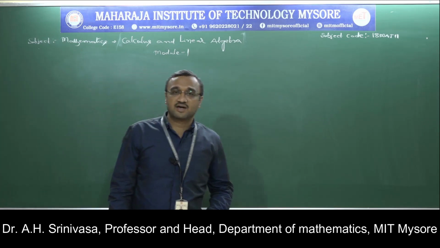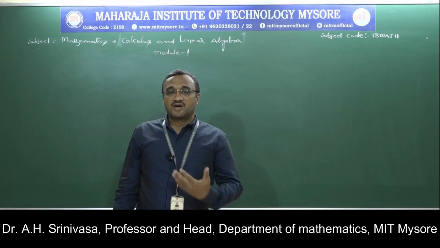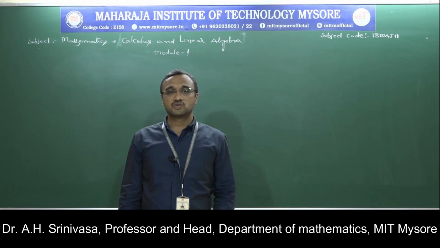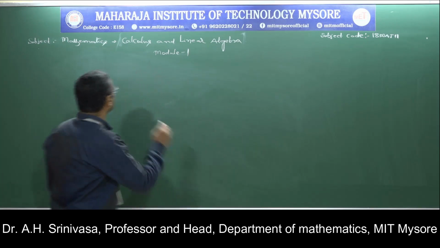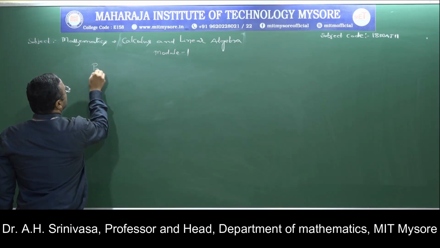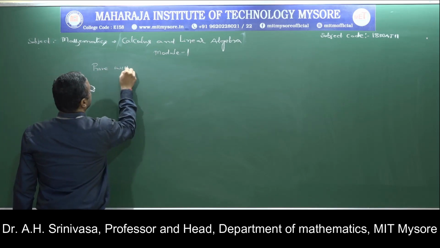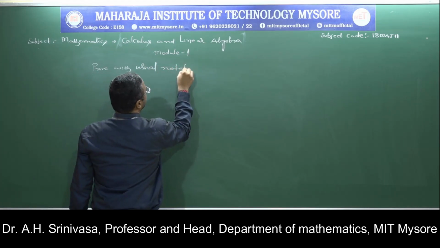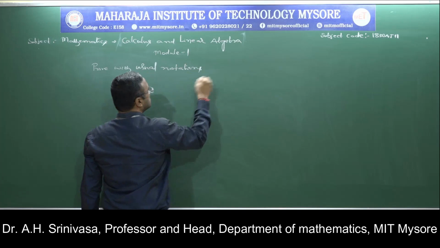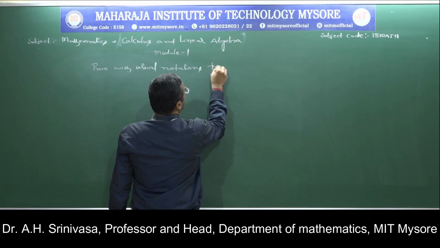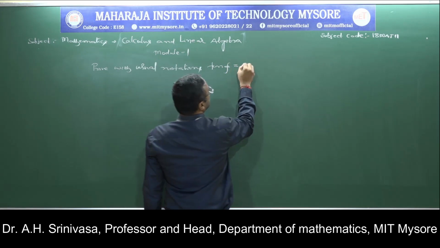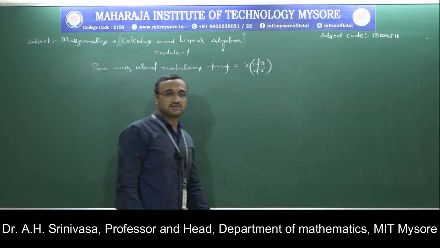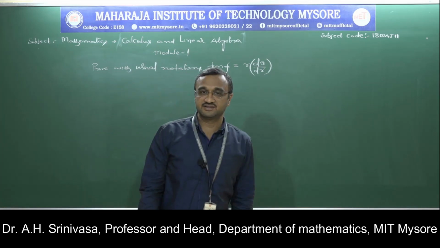In your examination, they directly ask to find the angle between radius vector and the tangent, or sometimes they ask in the form of notation: prove with usual notations that tan phi equal to r into d theta by dr. This is one format of the angle between radius vector and the tangent.